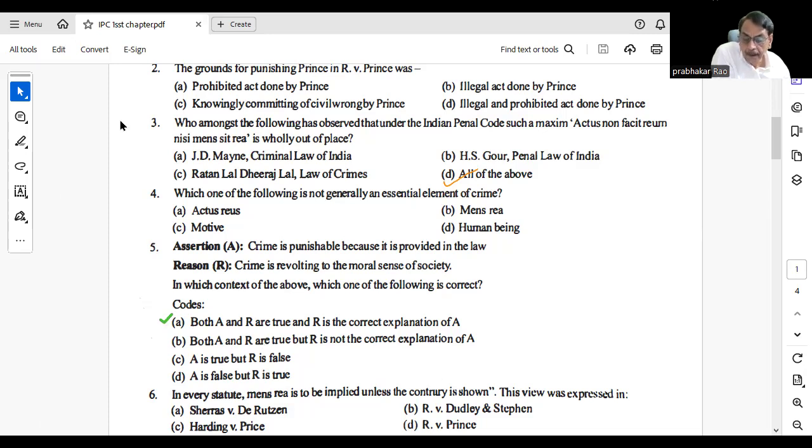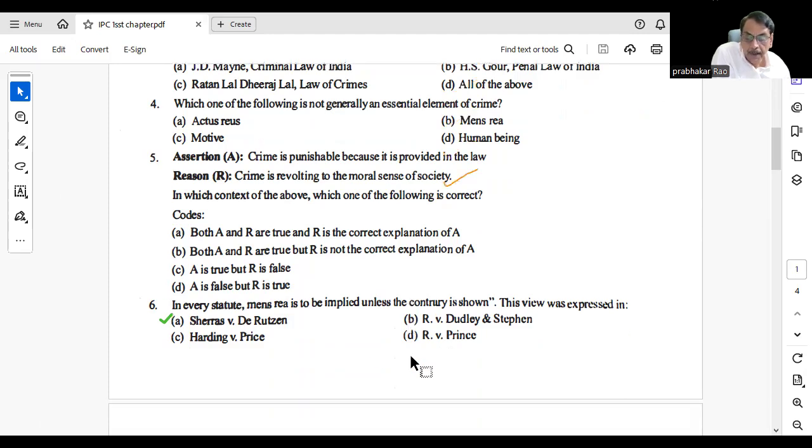Next question. In every statute, mens rea is to be implied unless the contrary is shown. This view was expressed in Sherras versus De Rutzen, R versus Dudley and Stephen, Harding versus Price, R versus Prince. Again, this is a landmark judgment. Here, the correct answer is Sherras versus De Rutzen. In this case, what happened?